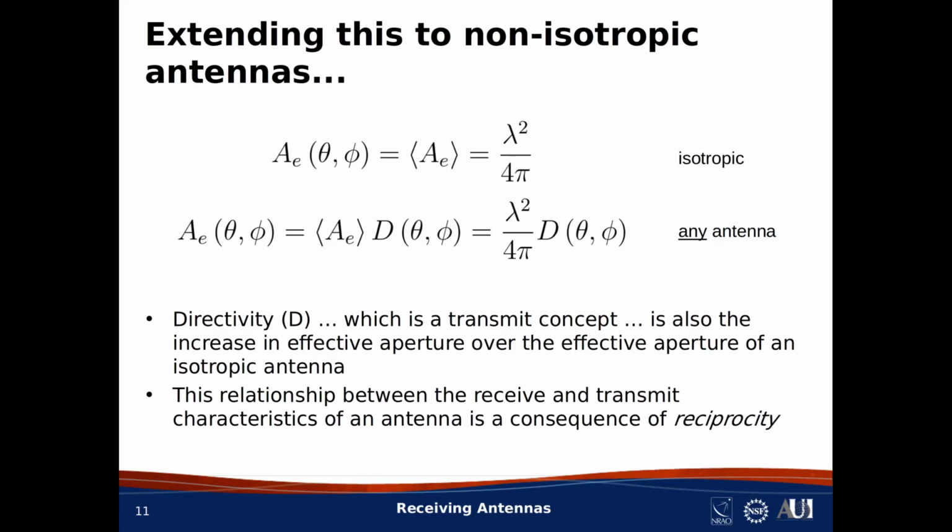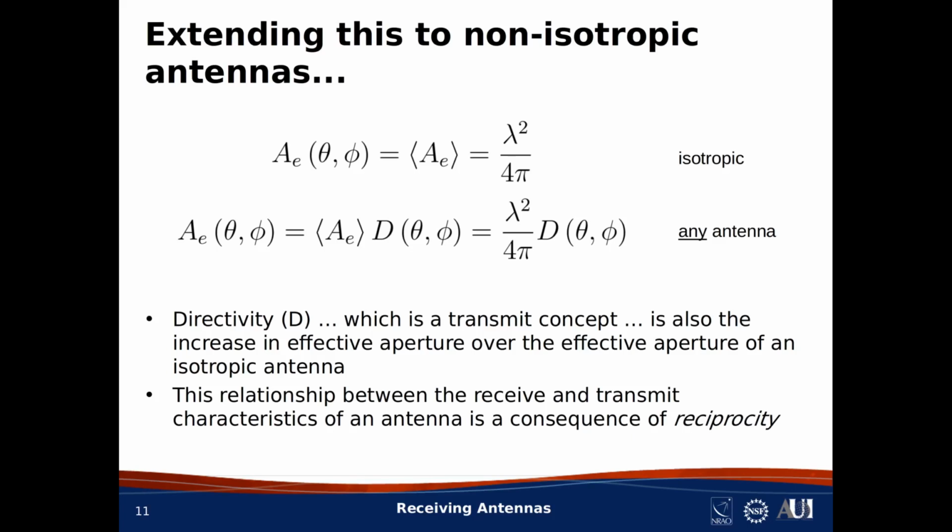Now here's why we go to the trouble to consider isotropic antennas. For an isotropic antenna, effective aperture is equal to average effective aperture, which is equal to wavelength squared over 4 pi. But in general, that is for any antenna, we find that the effective aperture is greater by a factor, and that factor is the directivity.